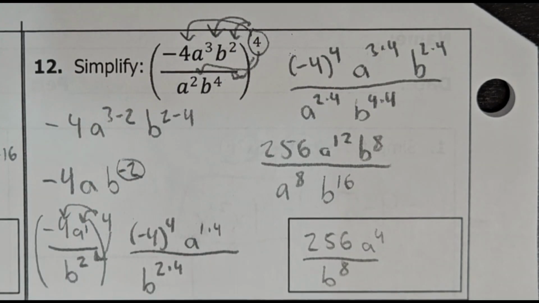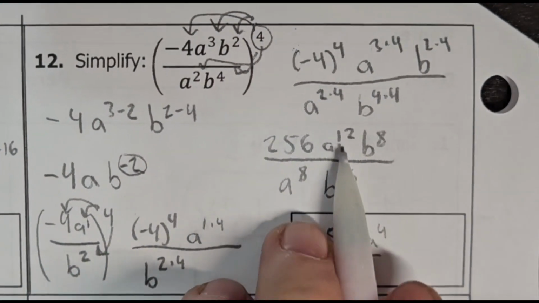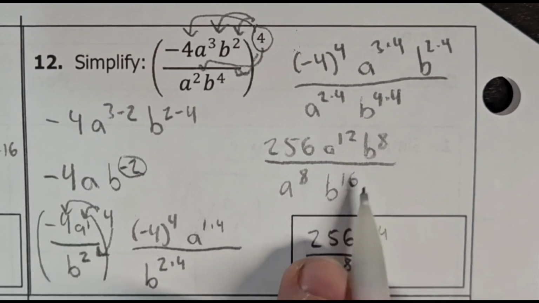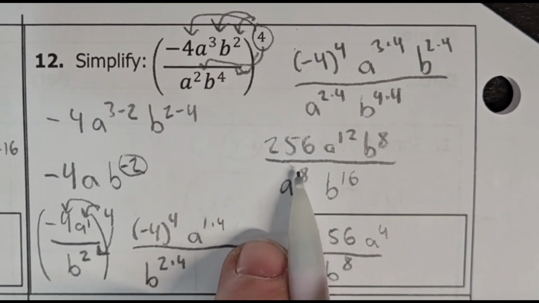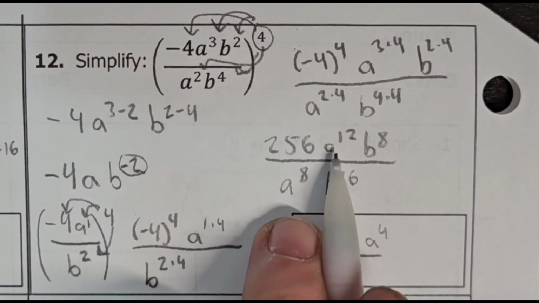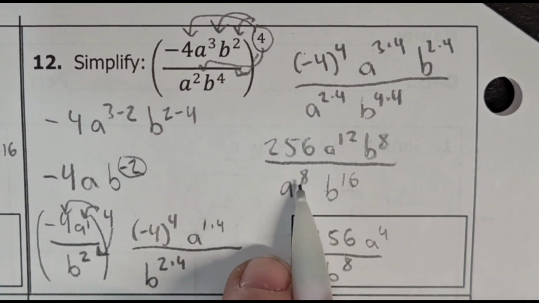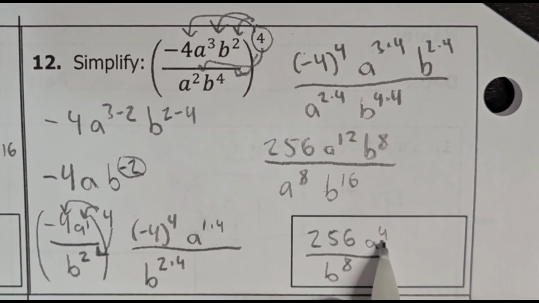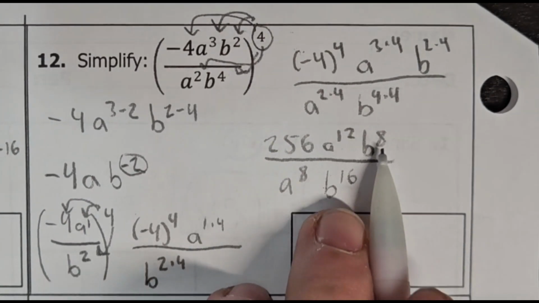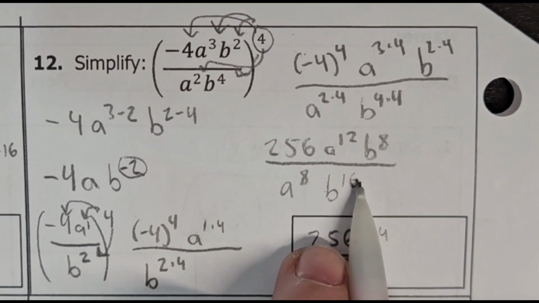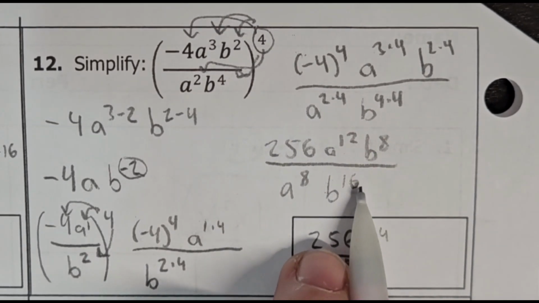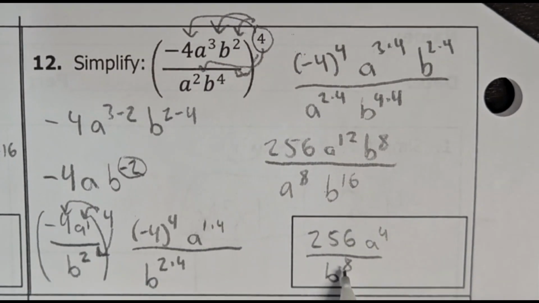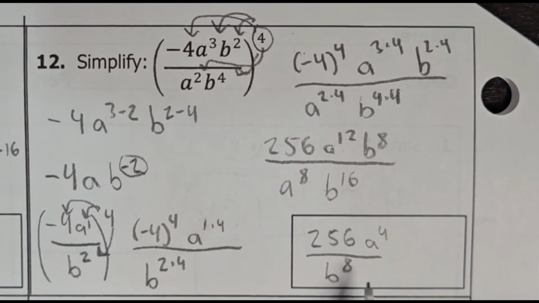Then we do our division rule, which says that when we are dividing variables together, we subtract the exponent, the top exponent minus the bottom exponent. So we'd have 256, and then a to the power of 12 minus 8. 12 minus 8 is 4. And then we'd have b to the power of 8 divided by b to the power of 16. So we do 8 minus 16. That is negative 8. And so since it's a negative, that should go on the bottom. So we have b to the 8th on the bottom.